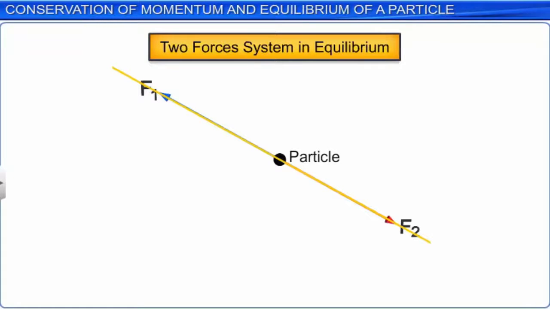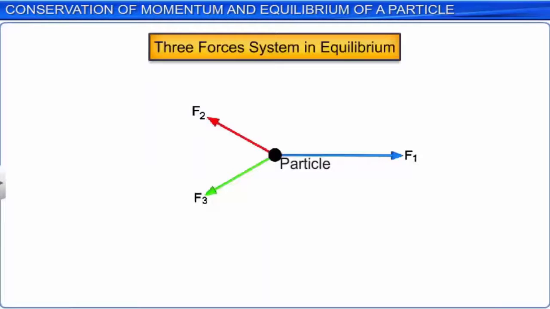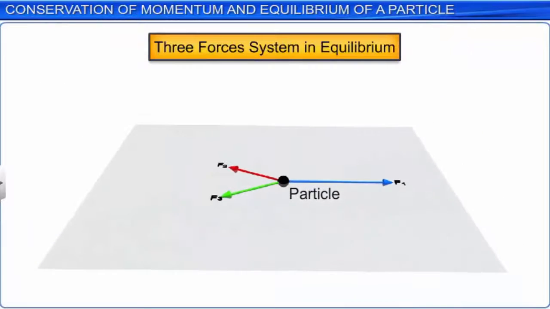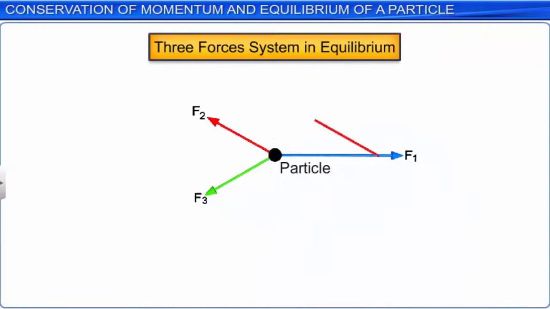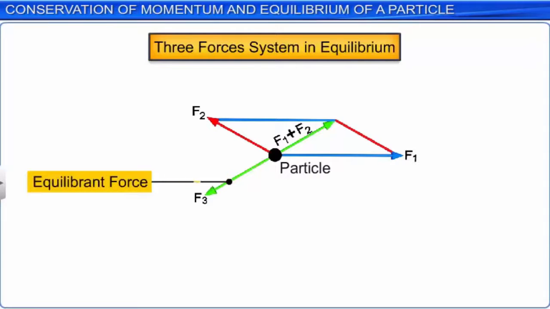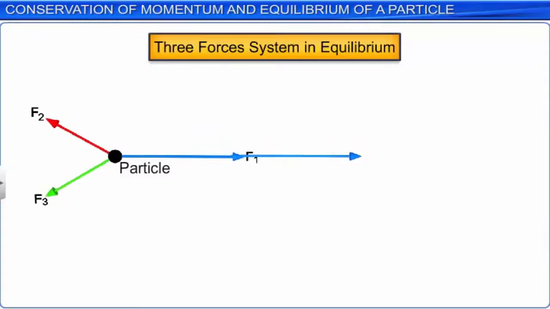Now let's consider a particle in equilibrium with three forces acting on it. Here, the three forces must be coplanar, that is, they should all lie in one plane. The resultant of any two forces is equal to, but opposite to, the third force. The third force, which is opposite in direction to the resultant and whose magnitude is equal to that of the resultant, is called the equilibrant force. The vector sum of the three forces must be equal to 0.